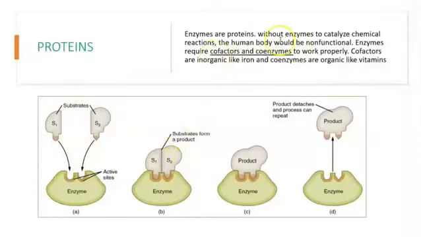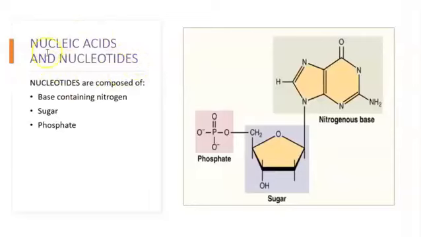Enzymes need cofactors or coenzymes. Cofactors are inorganic, such as, for example, iron, and coenzymes are organic, such as, for example, vitamins. Cofactors and coenzymes are necessary in order for the enzyme to work. And the next topic is going to be nucleic acid and nucleotides. The nucleotide is composed of 3 things. This part right here is a base containing nitrogen, also called a nitrogenous base. It also needs a sugar, and it has phosphate, as you can see here.